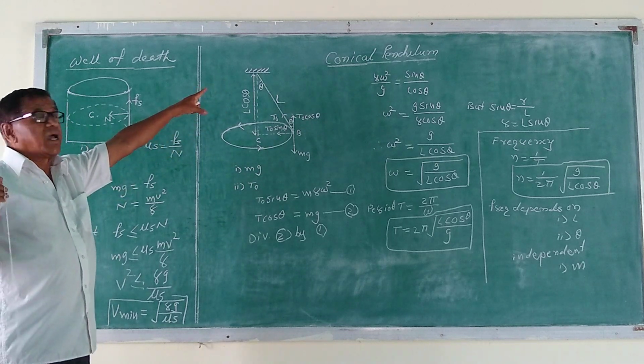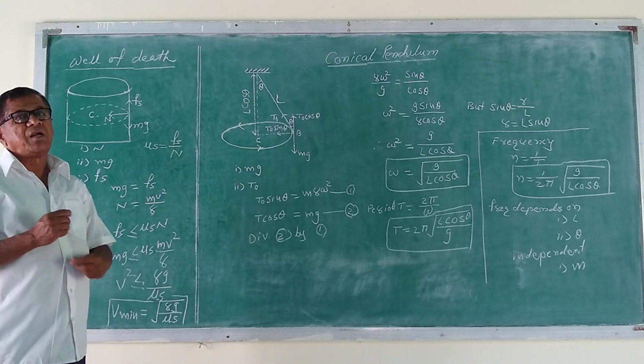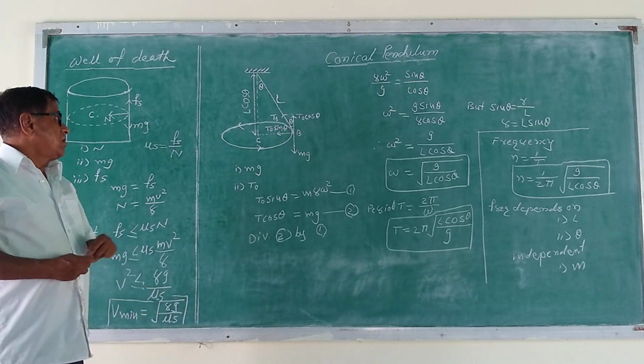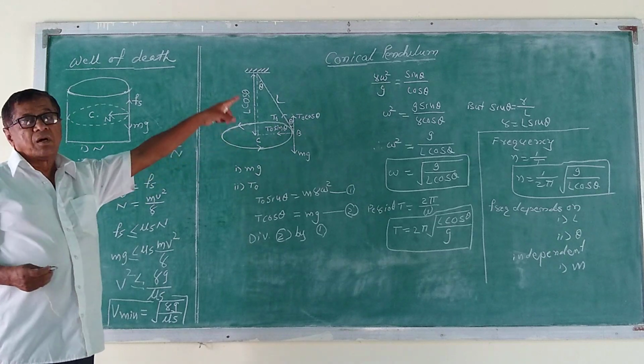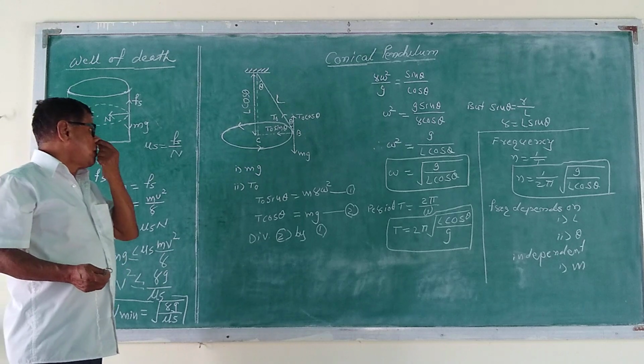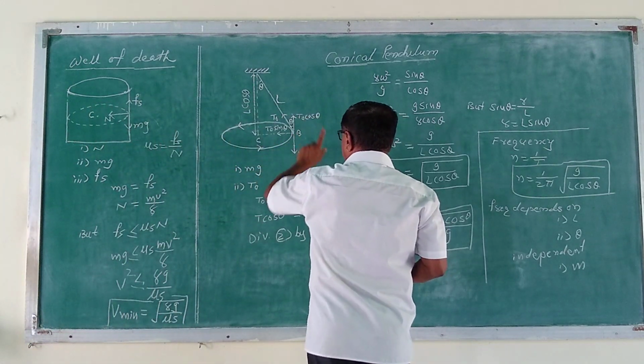Now I have drawn the diagram here, that is for the conical pendulum. It is performing an anti-clockwise circular motion. In this case, horizontal circular motion, which is in the horizontal direction. Here, this is the pendulum at this position, at this point B.